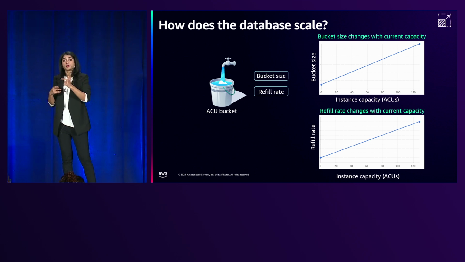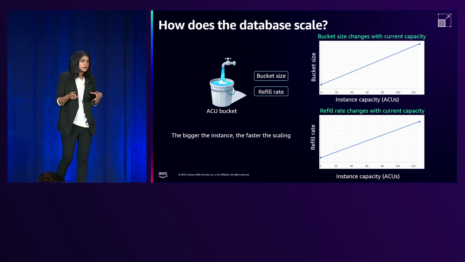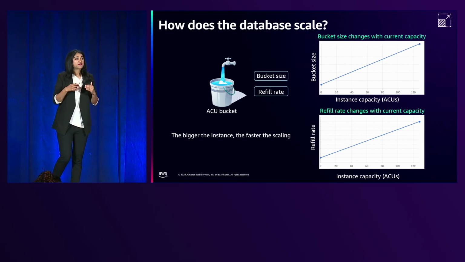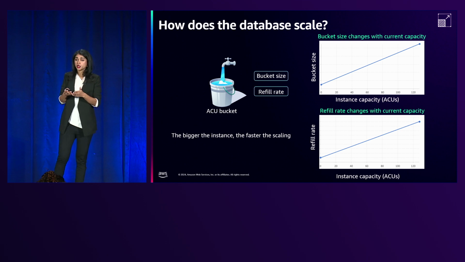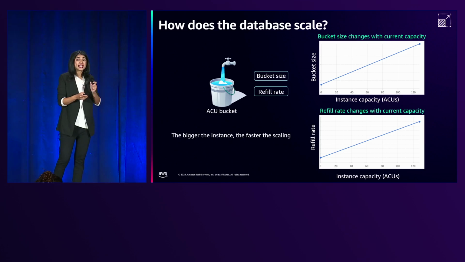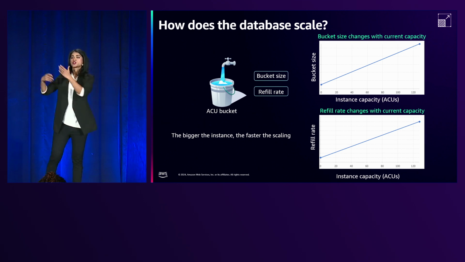So together, with both of these, the bigger the instance, the faster the scaling will be. If at any point you look at your database and say it's not scaling fast enough, the knob in your control is the minimum database capacity. You can't dictate the current capacity of the database, but you can control what the minimum capacity is because, as I said, that is your starting point.